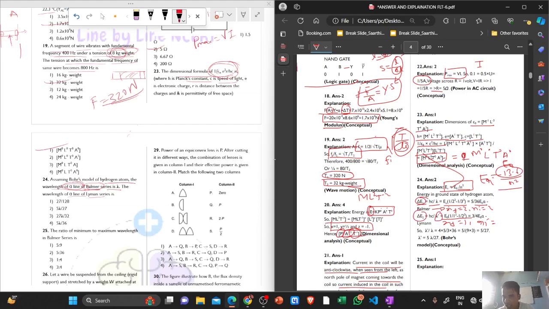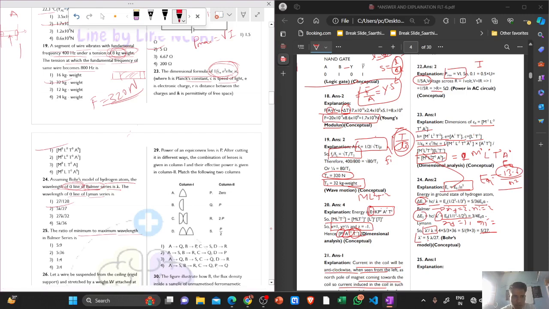Taking the ratio, you can get lambda dash to lambda. By taking the values, lambda dash by lambda is equal to 5 by 27. So lambda dash is equal to 5 lambda by 27. That will be option number 4, correct. Now moving to the next question.